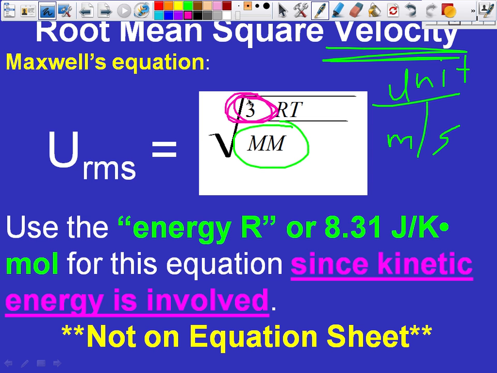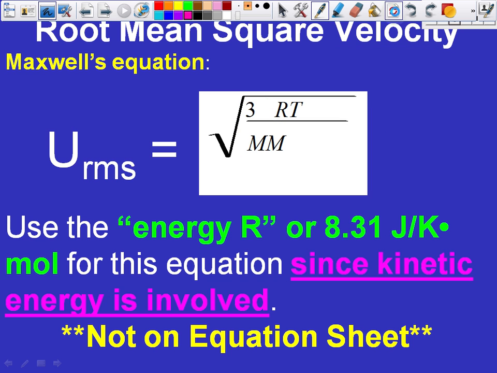Use the energy R. That is another big key. All right, so let me erase this. This R is the energy R. Now, why is it the energy R? Well, the reason is because we're talking about velocity. Velocity carries a certain amount of energy. We're not talking about pressures. The other R is liter-atmospheres per mole. Well, we need velocity. Velocity is energy. You're going to need a joules unit. All right.